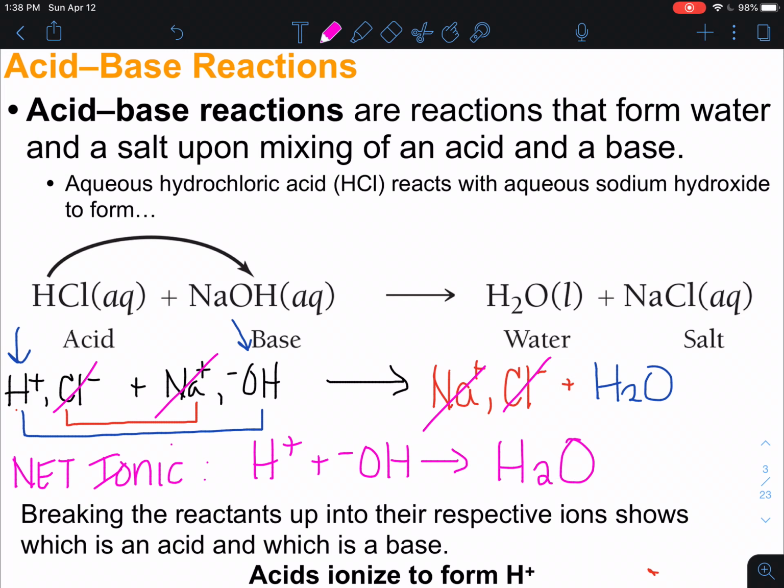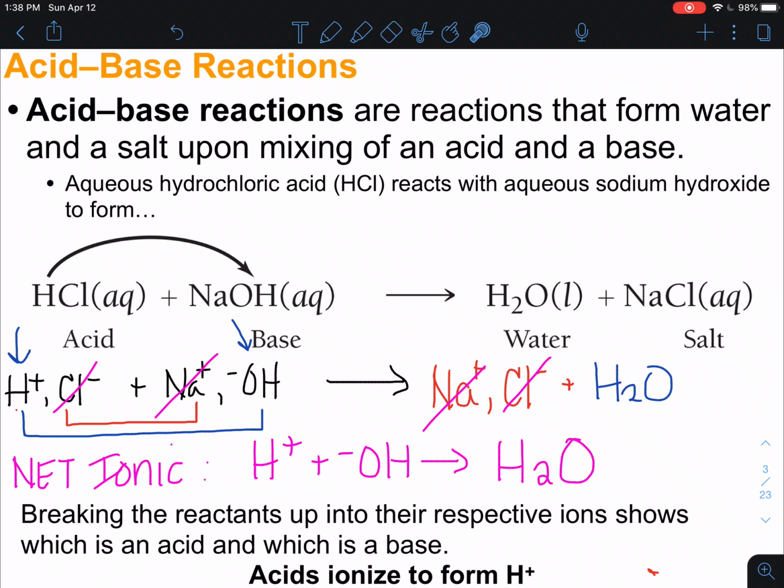H2O. You will notice here that this forms water, and I don't have aqueous underneath it. I have liquid, because it's kind of redundant to put aqueous here. So we have liquid water. Because we have liquid water here, when we write the complete ionic, we don't break it up. Water does not ionize like this.